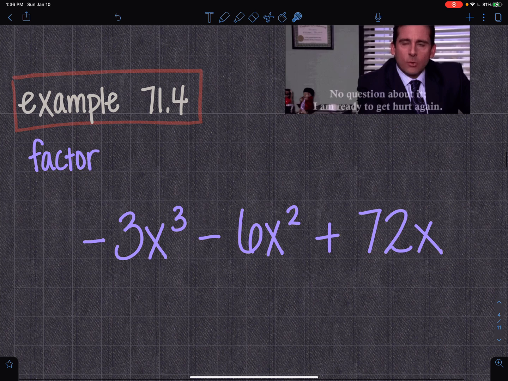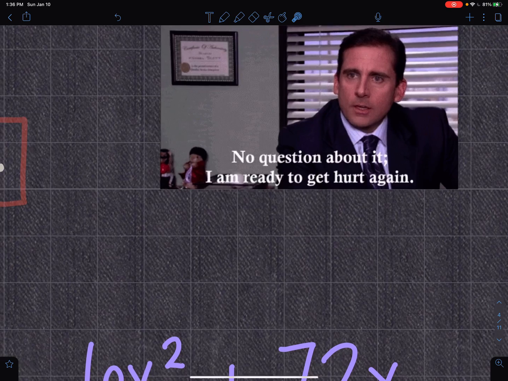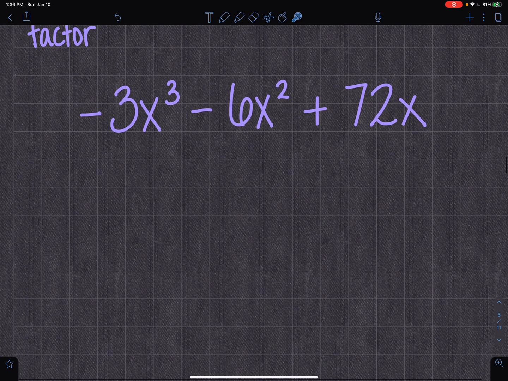All right, let's look at example 71.4. They want us to factor this. So the first step is to see if there's anything I can pull out. I know, we're about to get hurt again with another example. That's okay, we're ready for it. So I'm just scanning across. I see a 3, and I see that these are all multiples of 3, because when I add 7 plus 2, that makes 9. 9 can be divided by 3, so therefore I know 3 goes into 72 evenly. And I see an extra x that I can pull out and the negative sign that I can pull out. So let's pull all of that out.